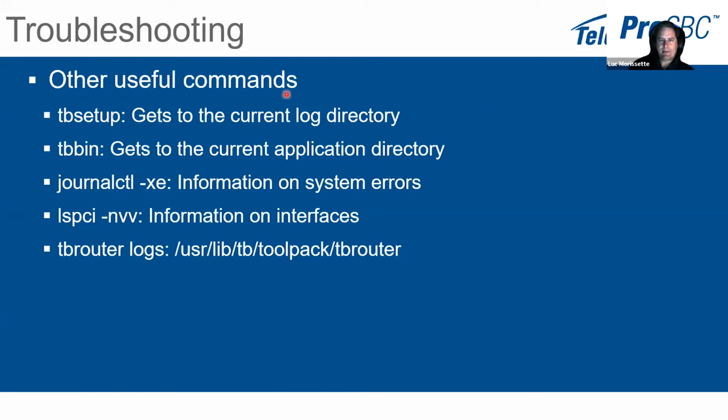And other useful commands I showed you already quickly. TB setup gets you to the current log directory. TB bin gets you to the current applications, so these are the binaries of the applications. You have information on system errors using journalctl. You have information on interfaces using lspci.